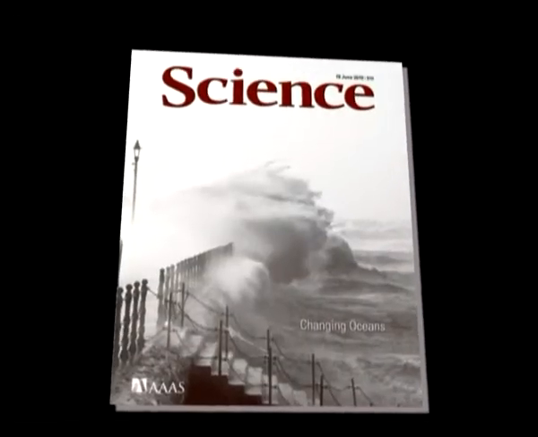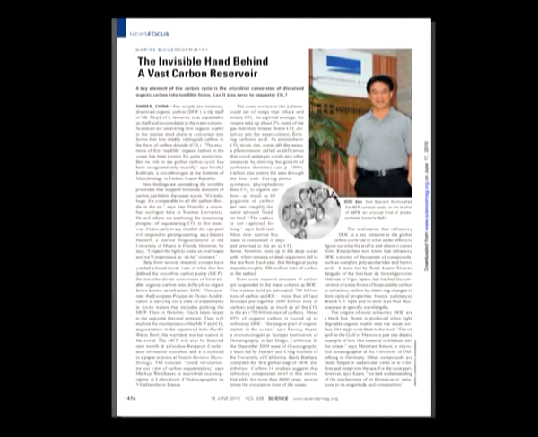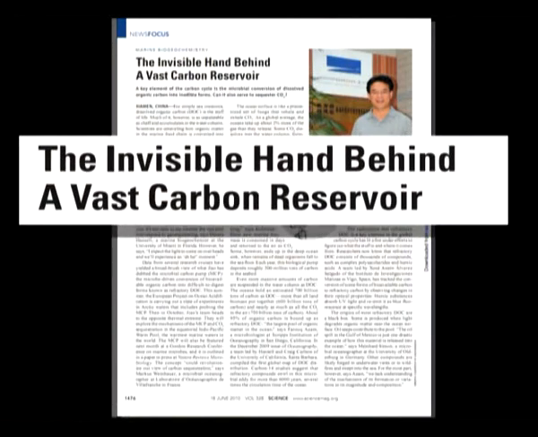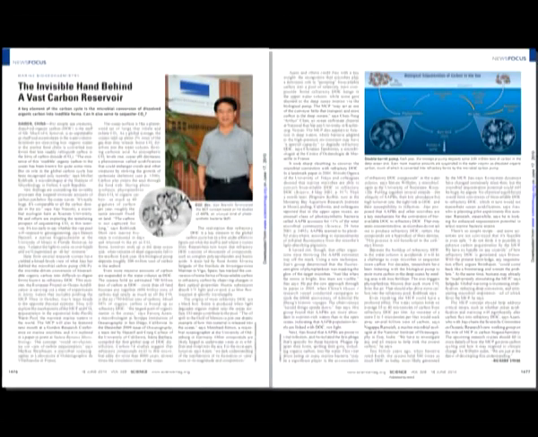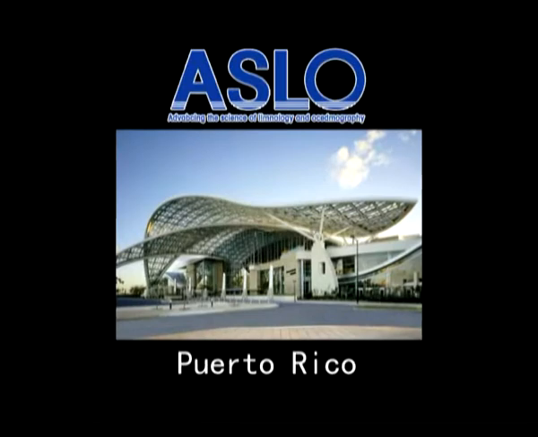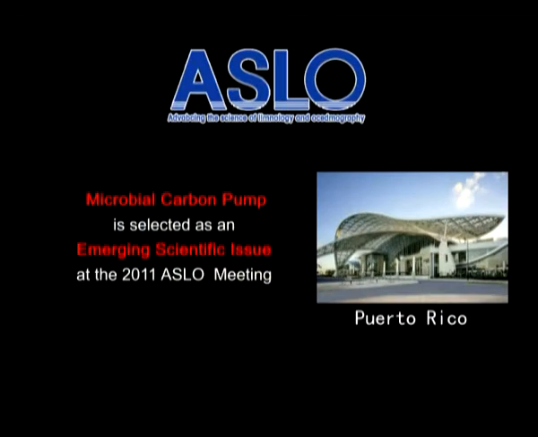In a recent news-focused article of the Science magazine, the microbial carbon pump is considered as an invisible hand behind the vast carbon reservoir. The microbial carbon pump is also selected as one of the 4 emerging issues at the ASLO Aquatic Science meeting in 2011.